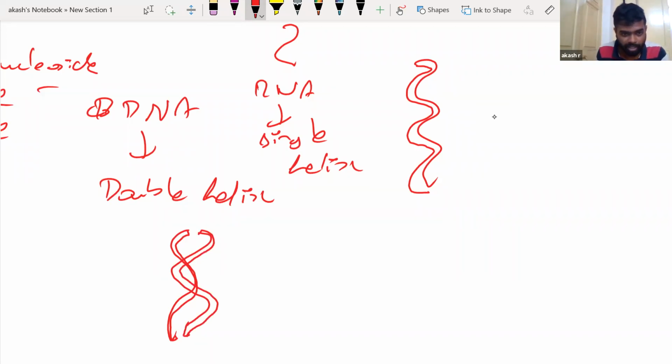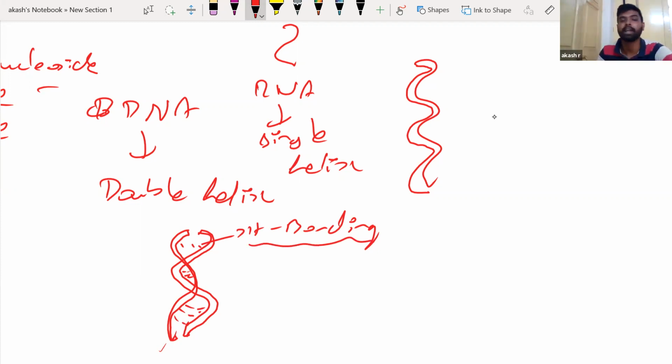Basically these are the chains. Sugar, base, and phosphate. Sugar, base, and phosphate. This will be in one helix. Another helix will have the same thing. But you will understand that between these two helixes there is going to be hydrogen bonding, and that is why they are able to be together.